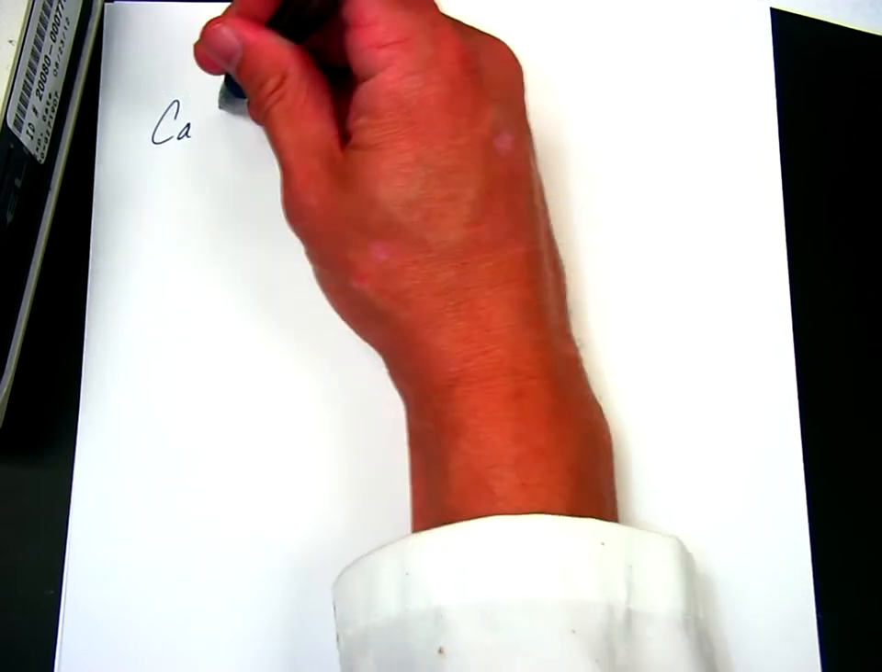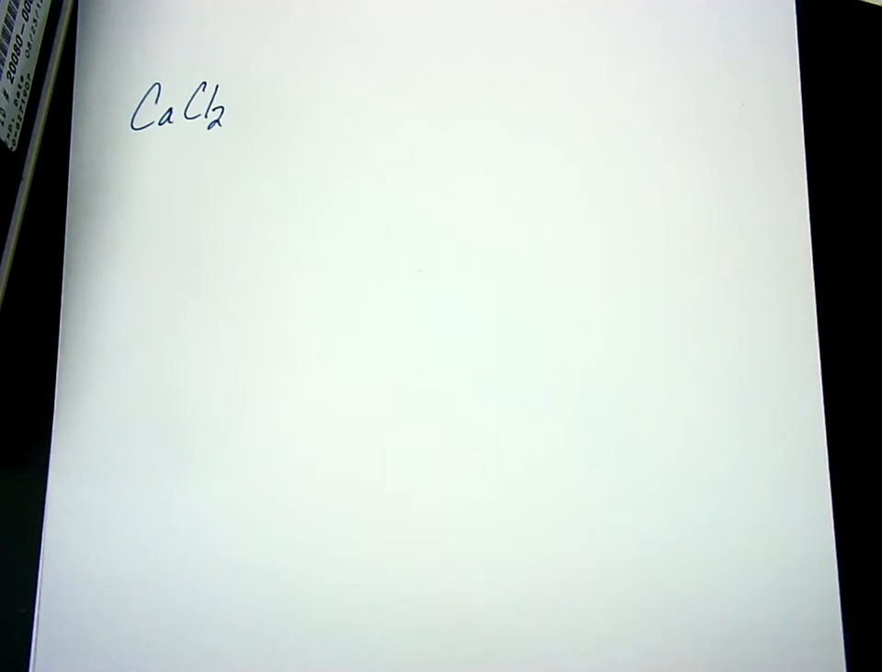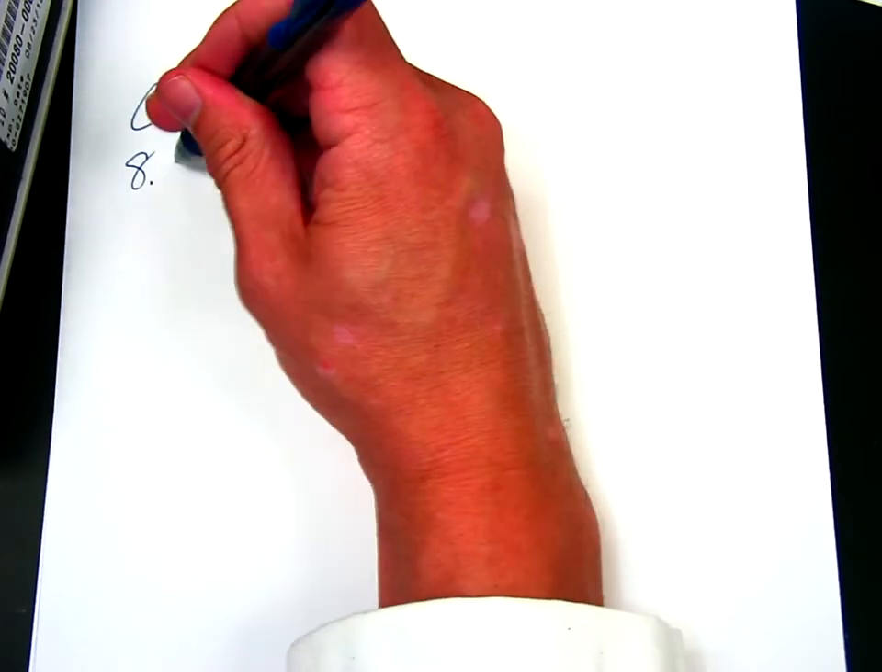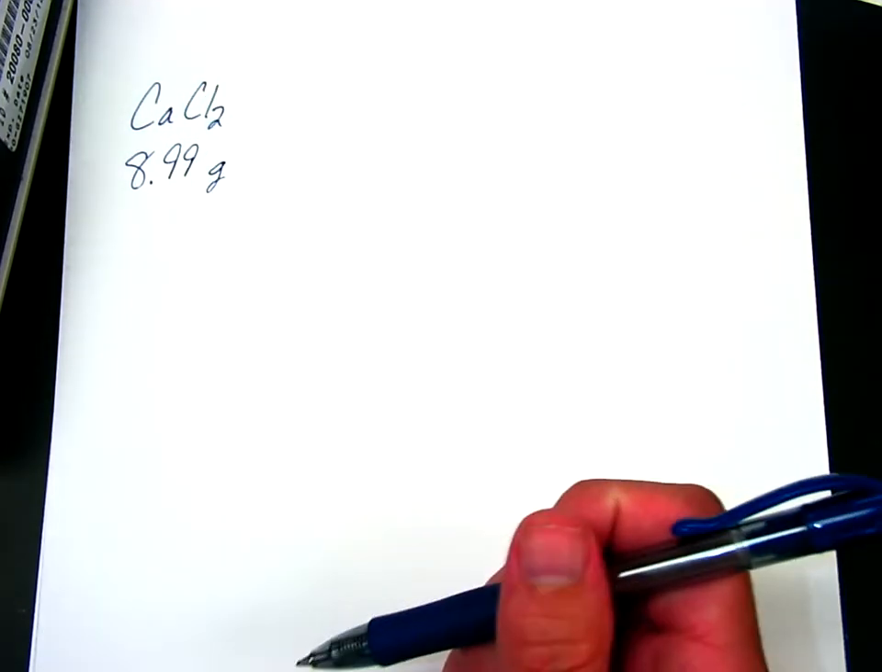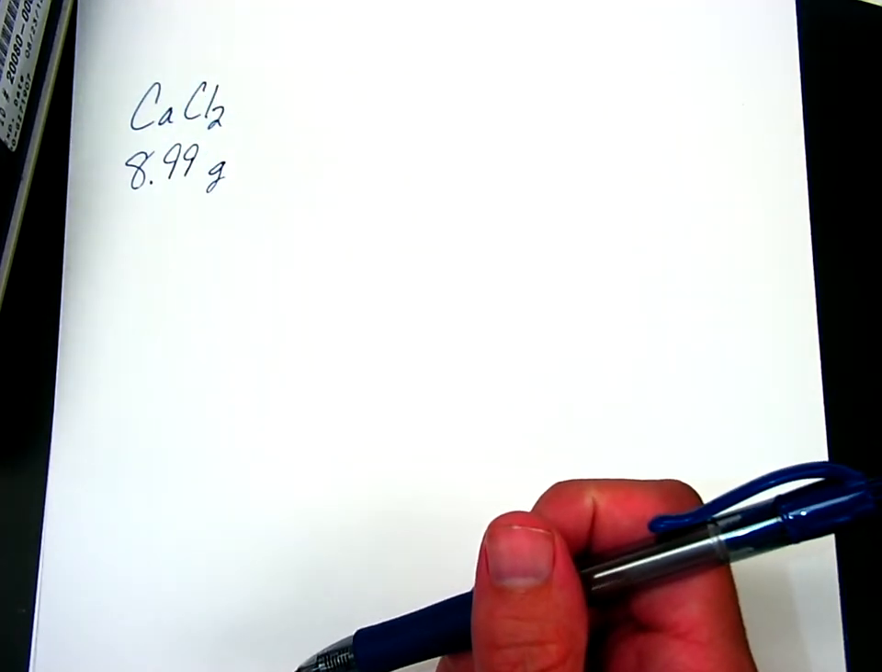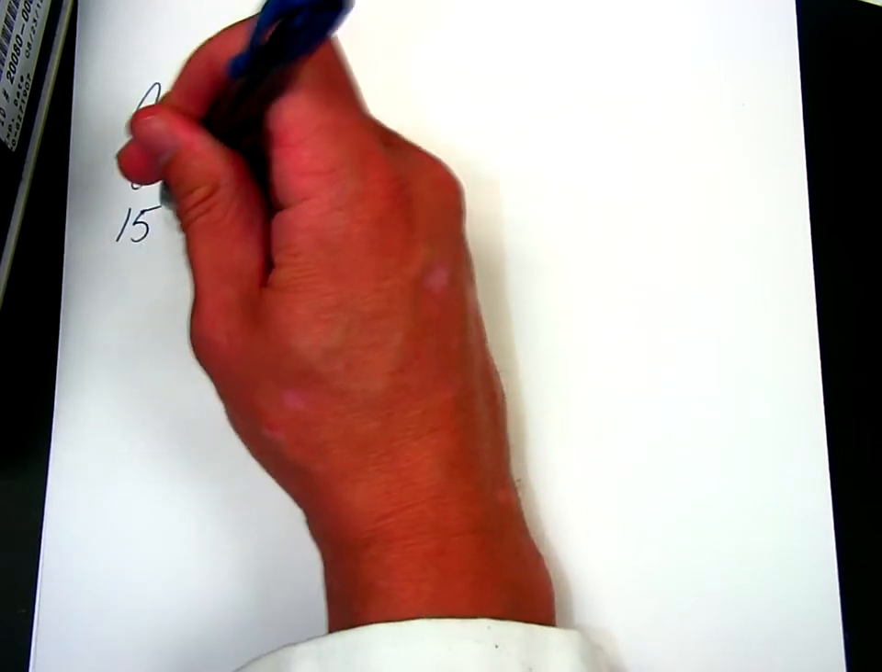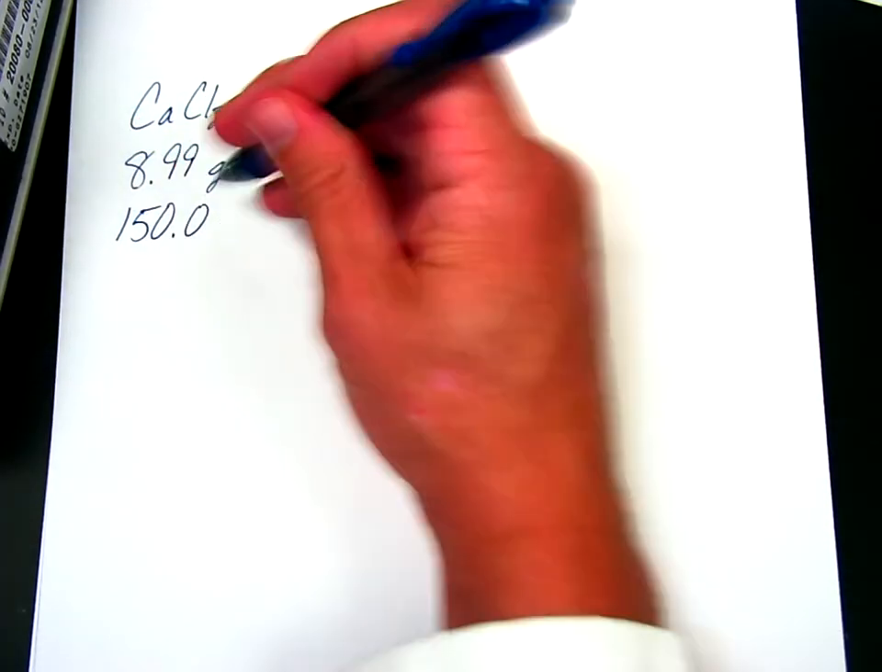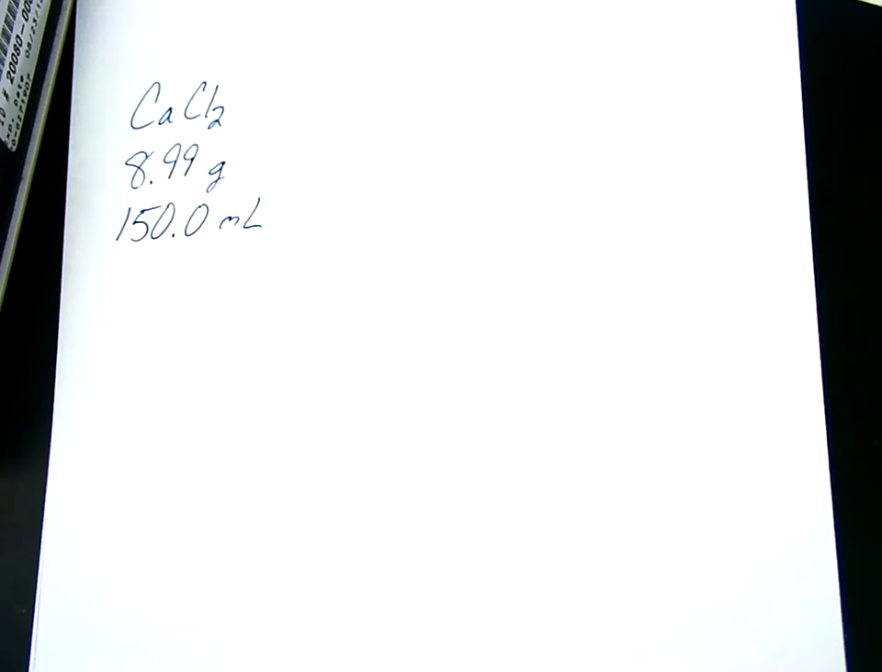Okay, so we're looking at a problem that says, considering that calcium chloride is a strong electrolyte, what is the molarity of the chloride ions that you would find in a solution? So we're dealing with calcium chloride first off, which is my properly translated formula. We're going to have 8.99 grams of it, and we're going to prepare a solution that contains 150 milliliters. All right, so there's my info.